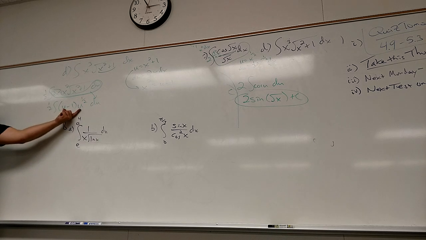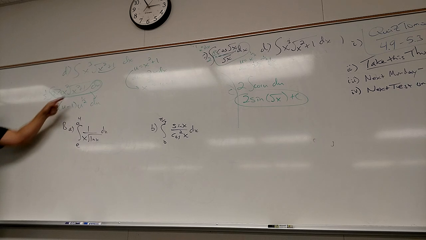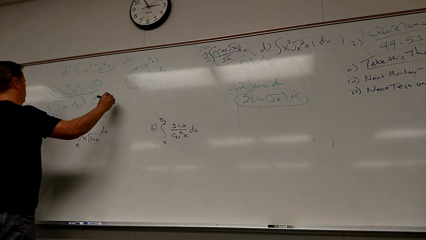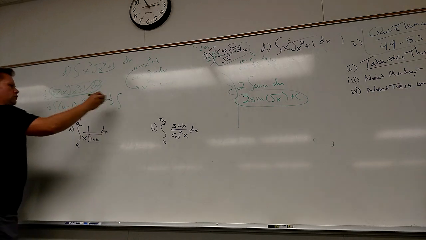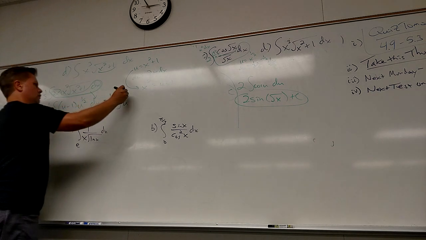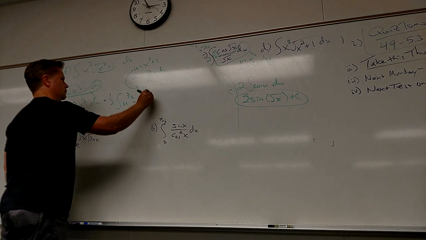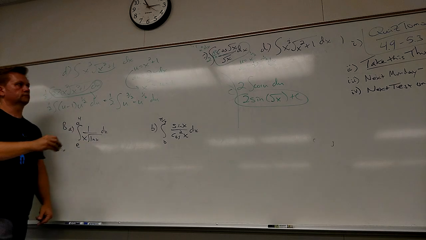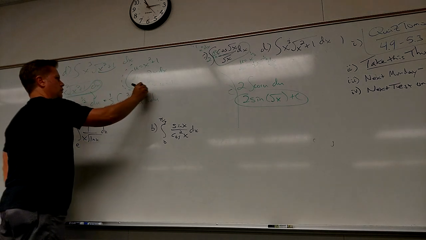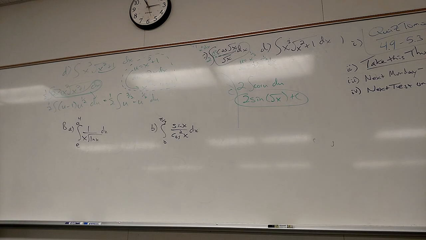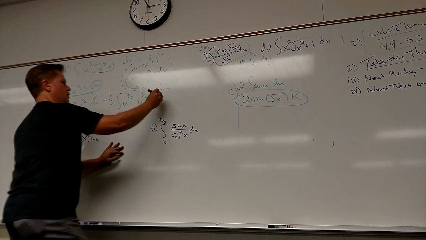And now what can I do with this? I just distribute now, right? So this will be inside, I get 1/2 integral u to the 3/2, thanks for the help, minus u to the 1/2 du. All right, this is all my u sub work here. And now this is relatively easy.